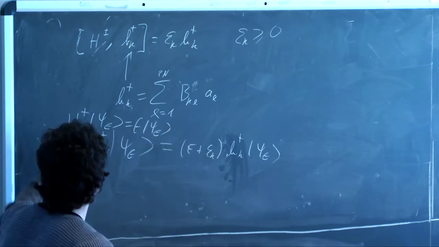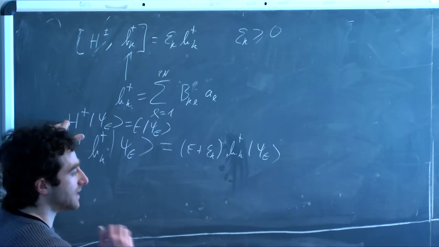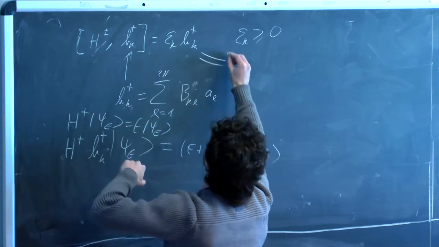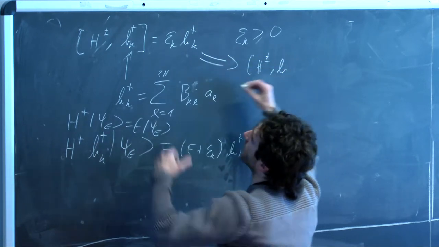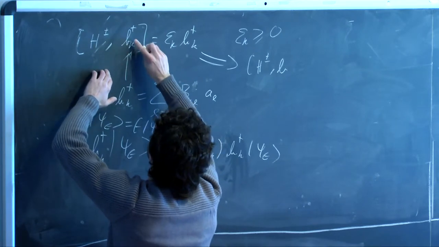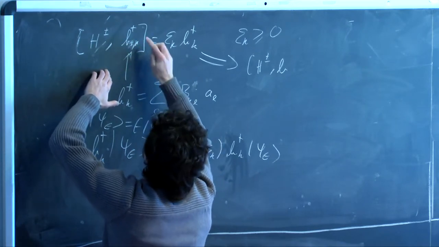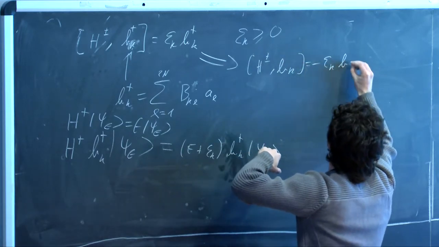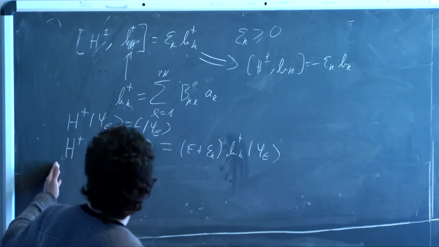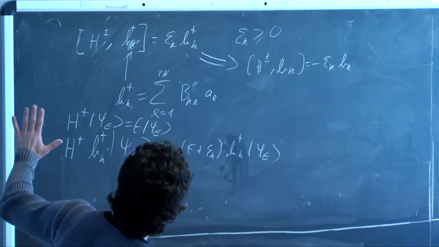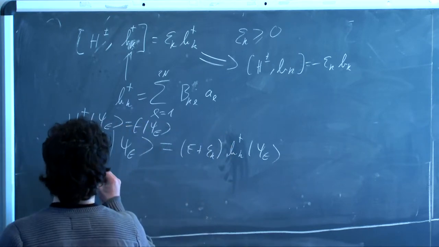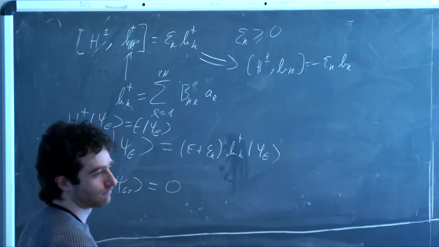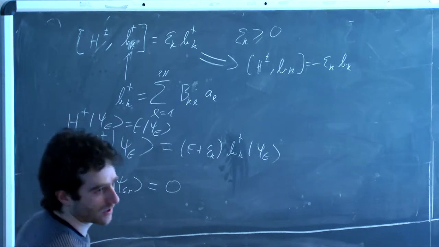This means that we can also define the ground state of this Hamiltonian H plus as the vacuum of the operator BK, the adjoint of B. Because if this holds, it also means that for H plus minus, this depends on plus minus, so you should choose differently, so I put plus minus. Because minus epsilon K B. So the ground state is defined as the state such that BK applied to psi ground state is equal to zero.